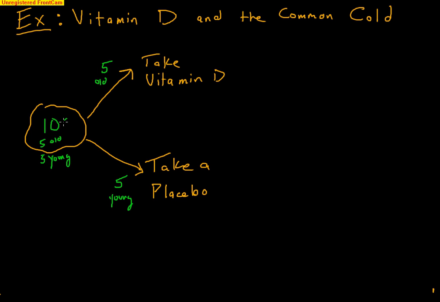Now, imagine if this was 100 people, right? 50 are going to take vitamin D, 50 are going to take a placebo. Now imagine if I have 50 old people and 50 young people. It would be extremely unlikely. I'm talking very, very unlikely for all 50 old people to get put into the vitamin D group and all 50 young people to go to the other group.